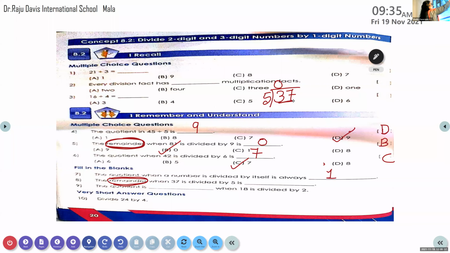Okay, say the products. I will write the products over here. 5, 10, 15, 20, 25, 30, 35, 40, 45. Okay, enough. Till which number we have to write? Till how much we have to write?